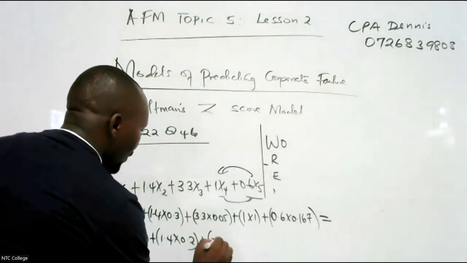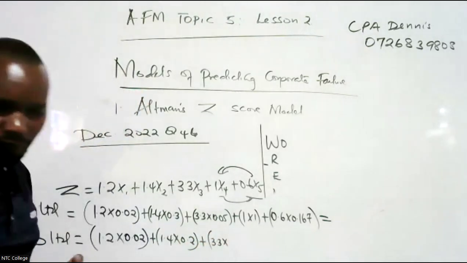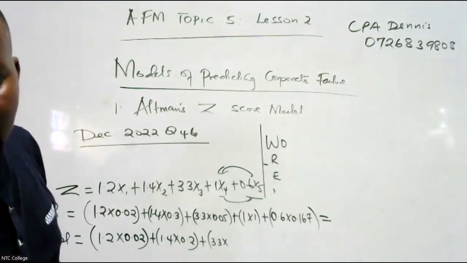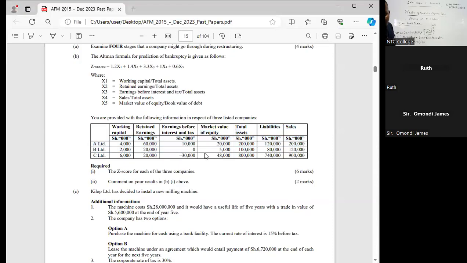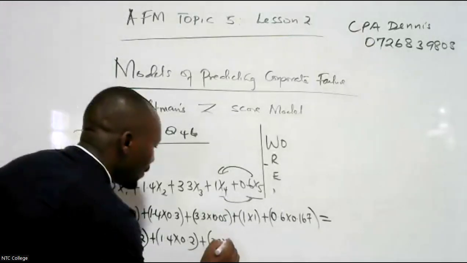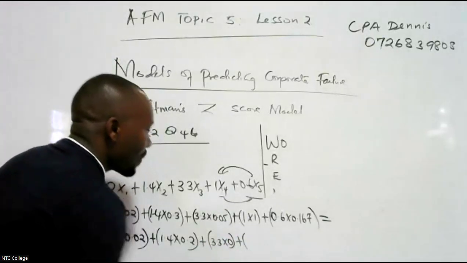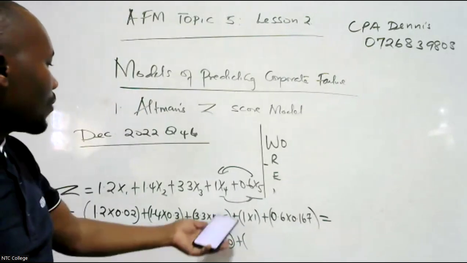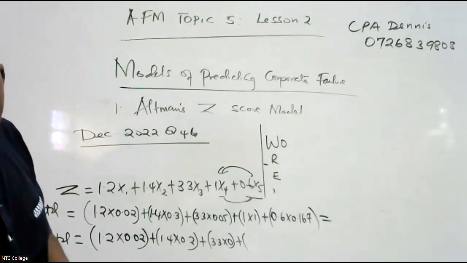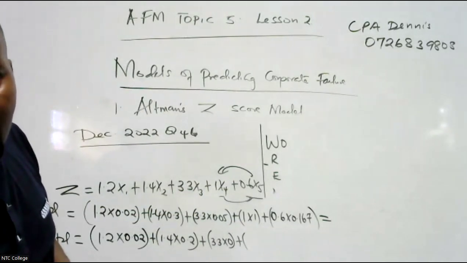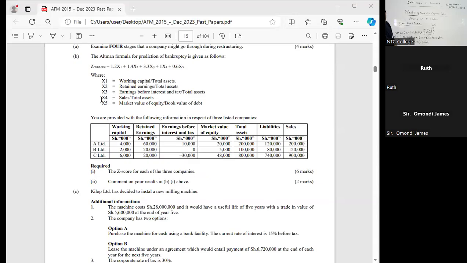plus 3.3 times, do we have anything there? X3, 0. So that is 0. So just have it as 0. So this one is times 0 plus, this one was sales over total assets. We are told it is sales. That is X4. X4 is total sales, sales below total assets. So you come to sales.